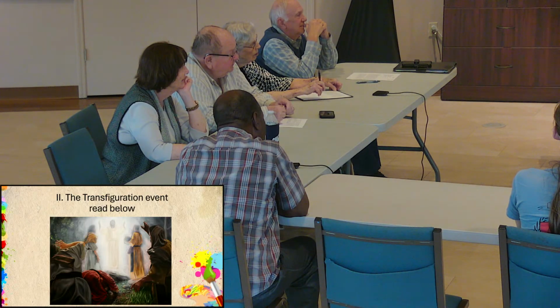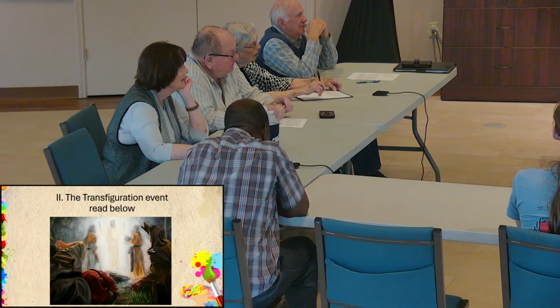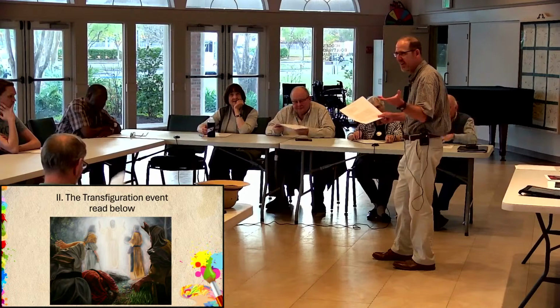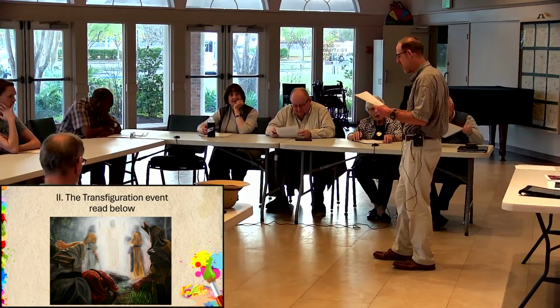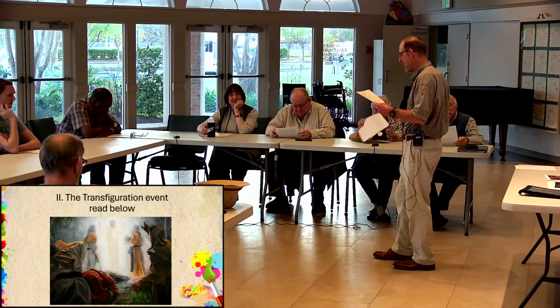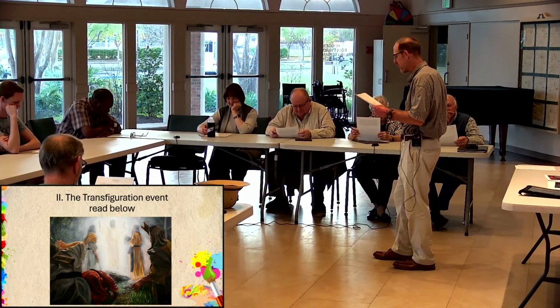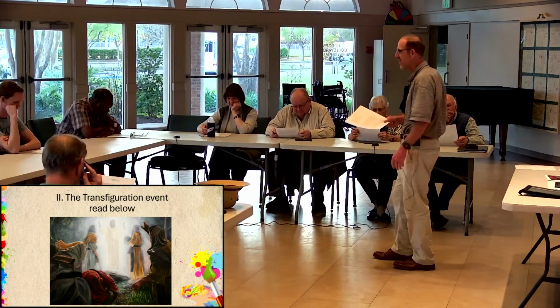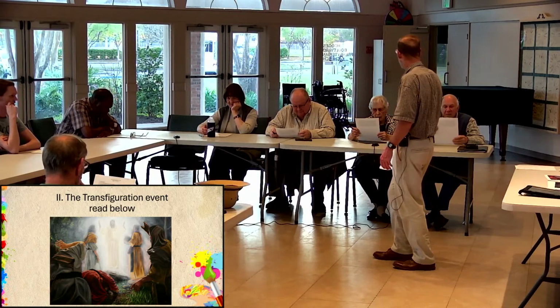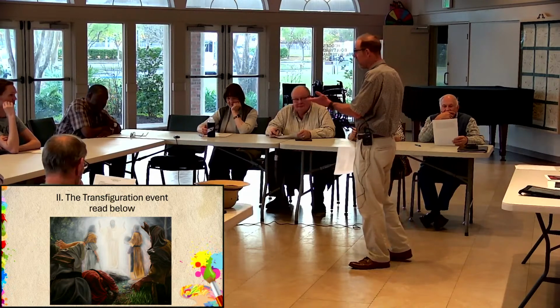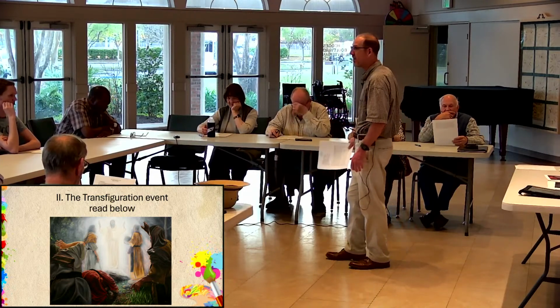Why do you think Peter says, oh, it's good for us to be here, let's make the 3 shelters. What was he thinking? Why do you think he said that? It's verse 4. Lord, it is good for us to be here. If you wish, I will set up 3 tents here, one for you, one for Moses, one for Elijah. I guess he felt out of place, like he shouldn't be there.